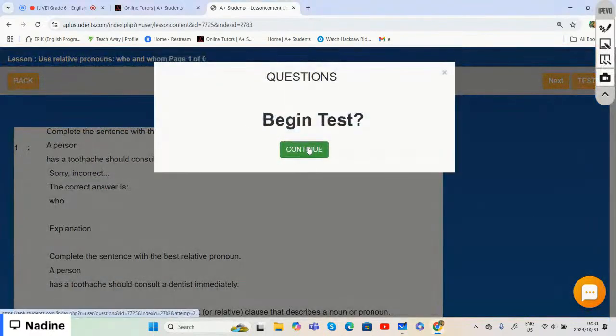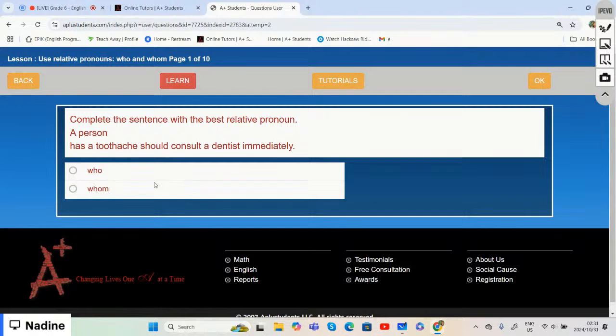So now we're going to our test where we are going to complete the sentence with the best relative pronoun by either using who or using whom. It says a person who has a toothache should consult a dentist, or a person whom has a toothache should consult a dentist. Which one is the correct option?